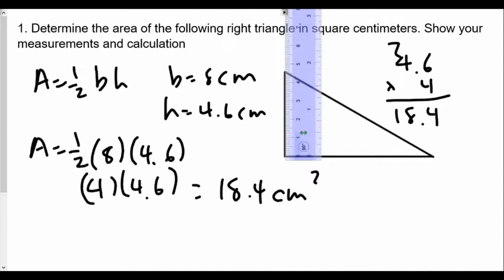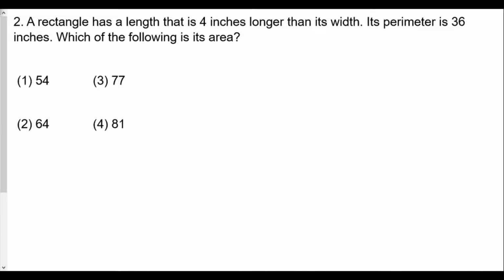Now question number 2. A rectangle has a length that is 4 inches longer than its width. If its perimeter is 36 inches, which of the following is its area? Okay, so let's create a rectangle here.